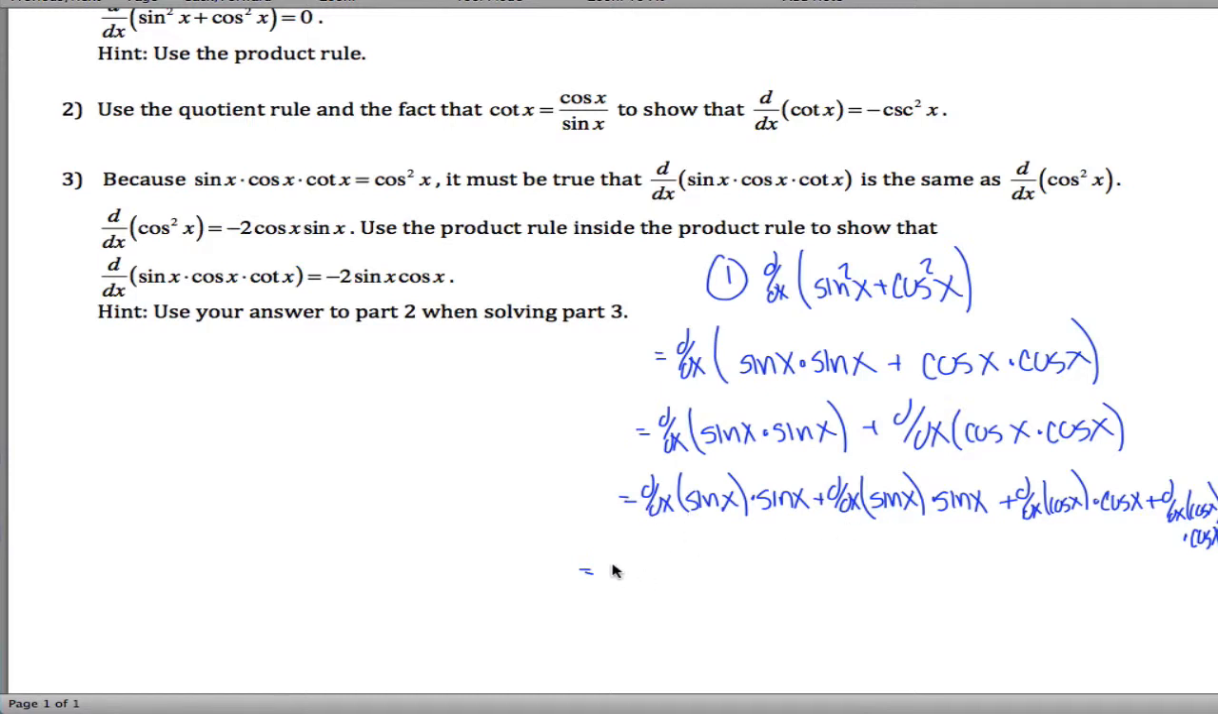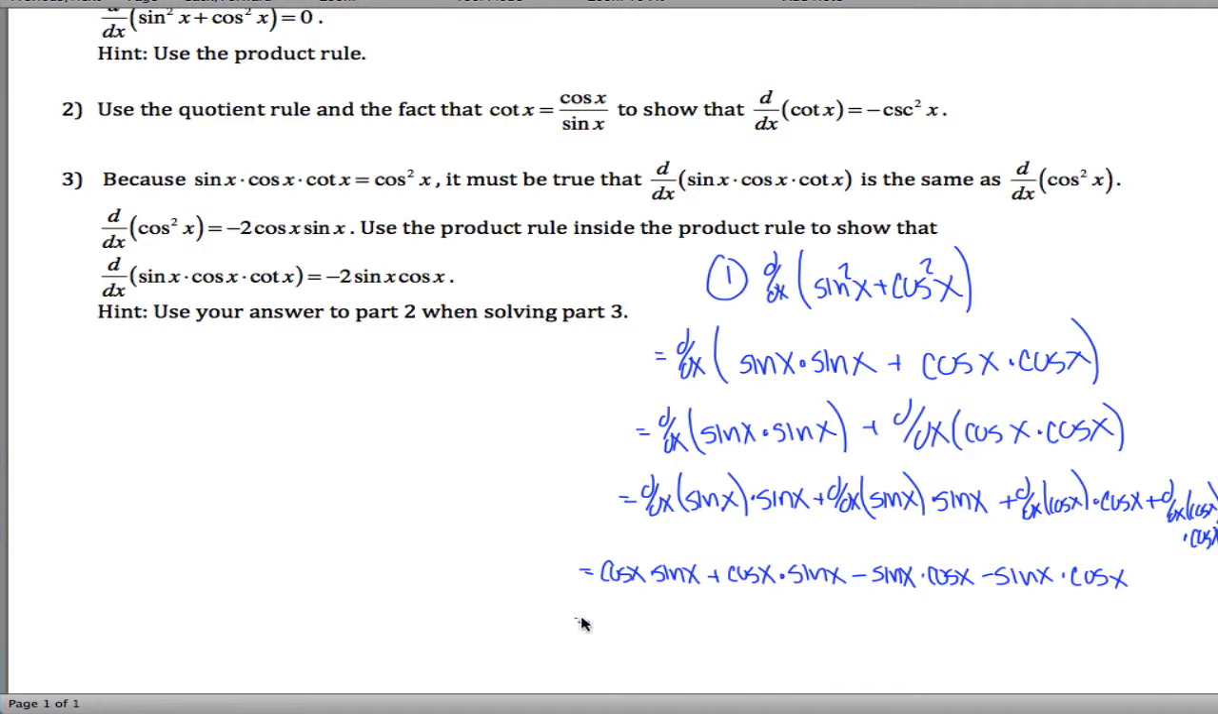The derivative of sine is just cosine. So we want cosine of x times sine of x. And then to that we want to add the derivative of sine, again, is just cosine of x. And then over here we got the derivative of cosine, which is negative sine of x. And we got to multiply that by cosine of x for this one. And then add this term again. Again, we get negative sine of x times cosine of x.